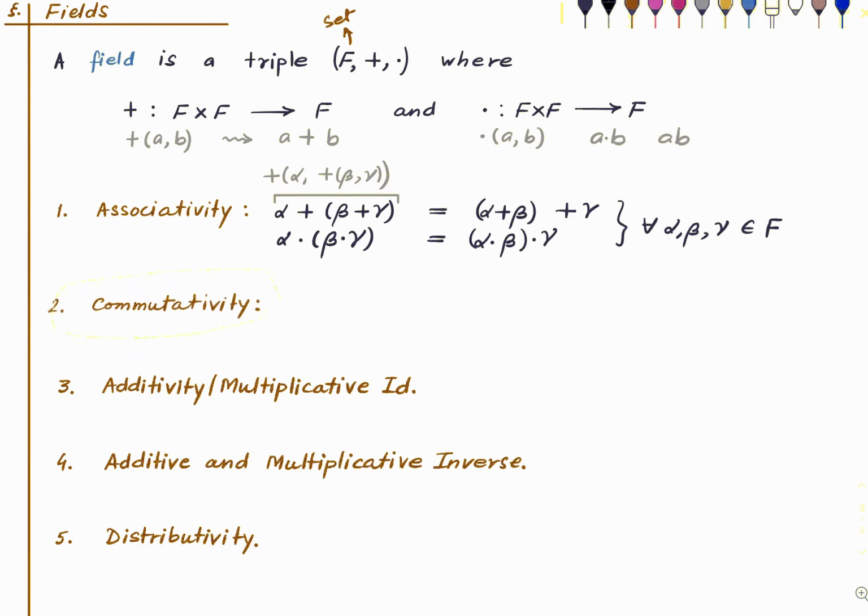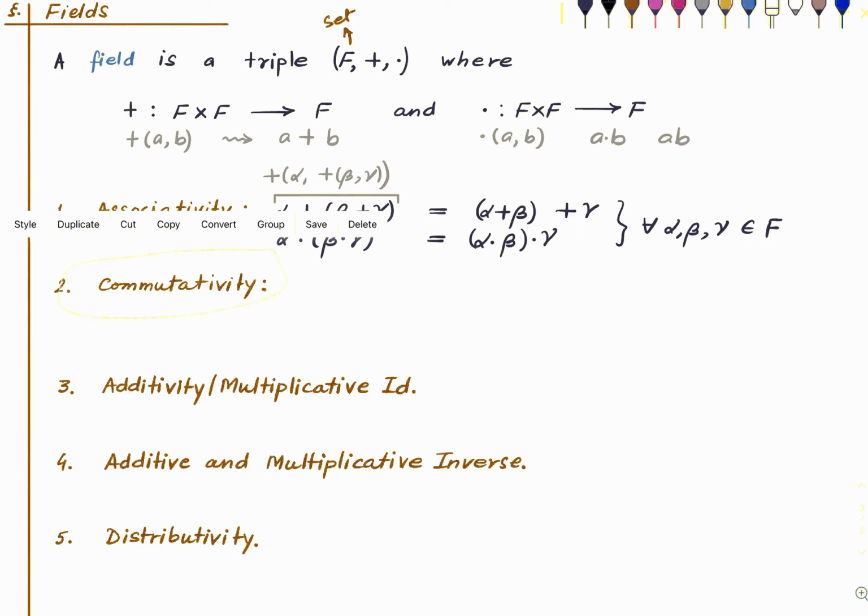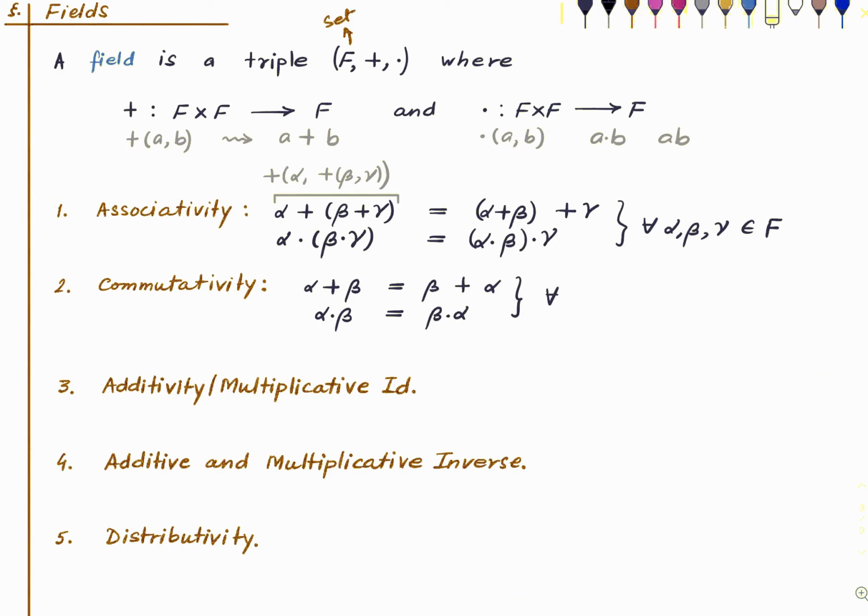Okay. So that's your associativity. And now we need commutativity, or rather we will define what we mean by commutativity. So it just means this happens and this happens, again for all alpha and beta in the set F.